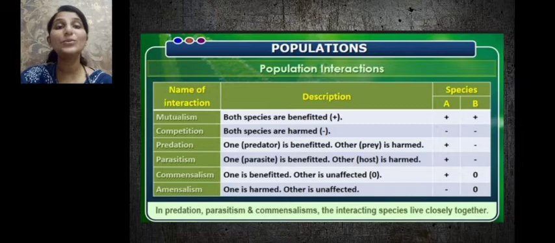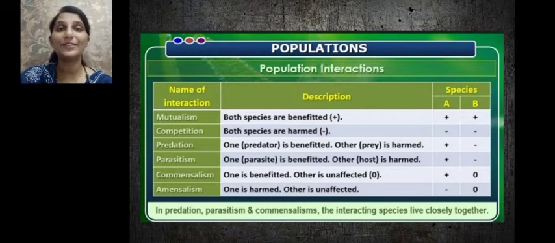Competition: both the species are harmed, and species A and B are represented by a negative sign. Predation: one species is benefited and one species is harmed. Who is benefited? The predator is benefited, and the prey is harmed. So the predator is represented by a positive sign and the prey by a negative sign.